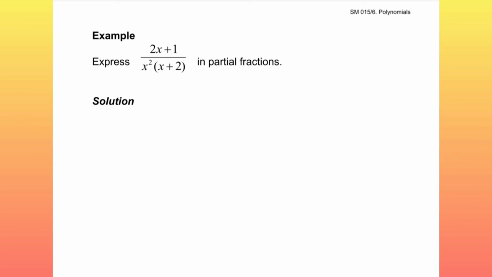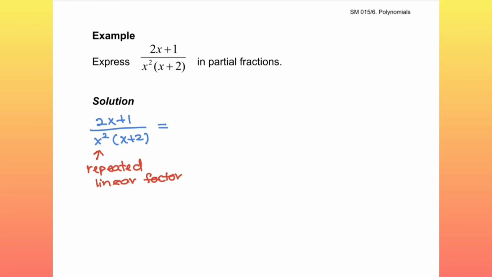Okay, we want to express 2x plus 1 over x squared times x plus 2 in partial fractions. Okay, firstly, we want to split into partial fractions. Let's see what types of denominator do we have here. First one we have x squared. X squared actually x times x, right? Means x squared here we can factorize. So this one actually is repeated linear. Okay, x squared is a repeated linear factor.